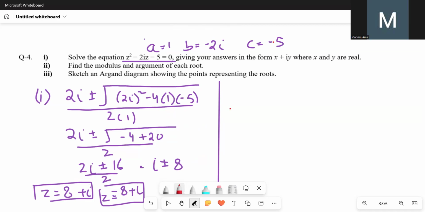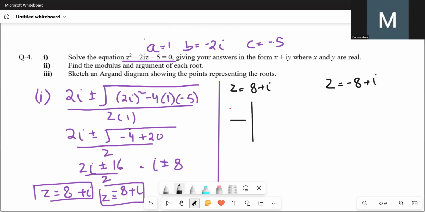Okay, second part, find the modulus and argument of each root. All right, so let me write each root separately, then draw it on an Argand diagram, and then find its modulus and argument. Okay, so for this one is 8 comma 1, 8 and 1. This would be real. This would be imaginary. This is just a rough sketch. Okay, so this is going to be the modulus, so square root of 8 square plus 1 square, which gives us under root 65.